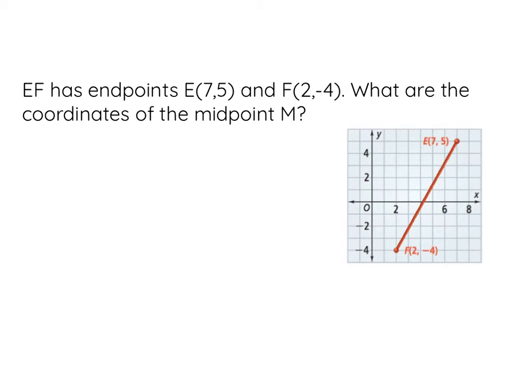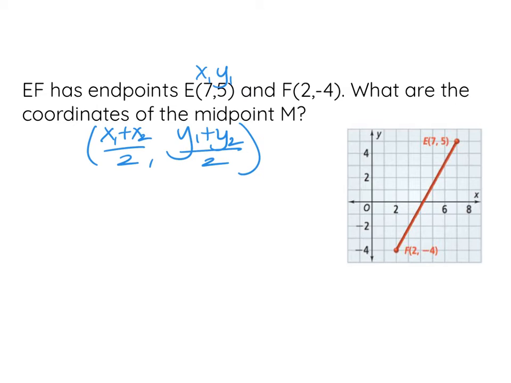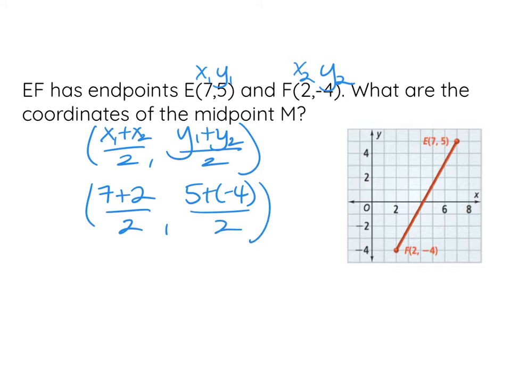Okay, so again, here's my points. I have E is 7, 5, and F is 2, -4, and I want to find the midpoint. So I'm going to take x1 plus x2 divided by 2, and then y1 plus y2 divided by 2. So E is going to be my x1 and y1. This is going to be my x2 and y2. So I'm going to plug in 7 plus 2 divided by 2. And then I'm going to do 5 plus -4 divided by 2.